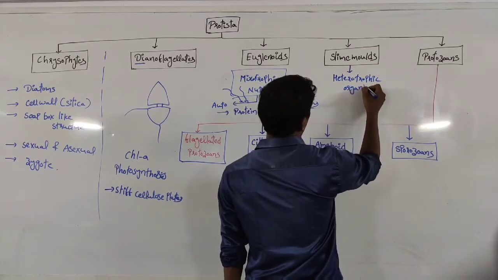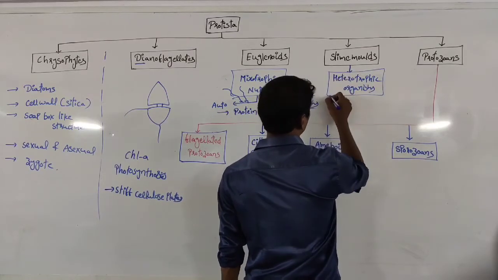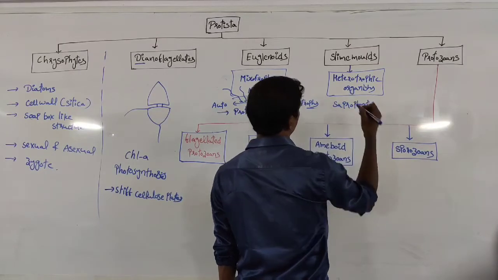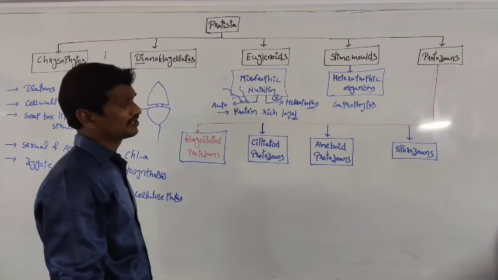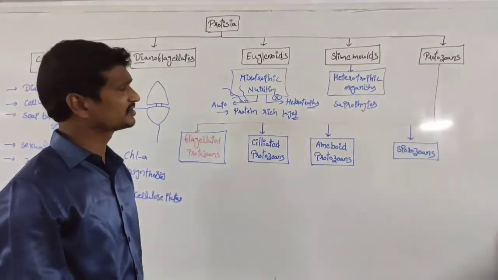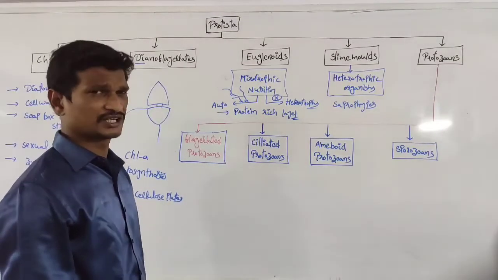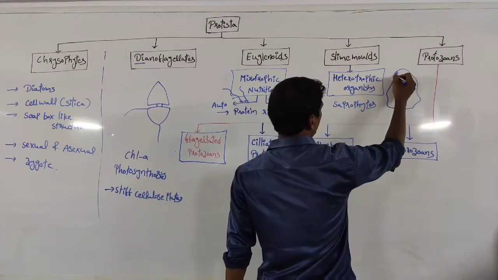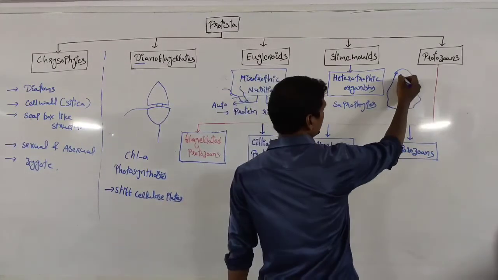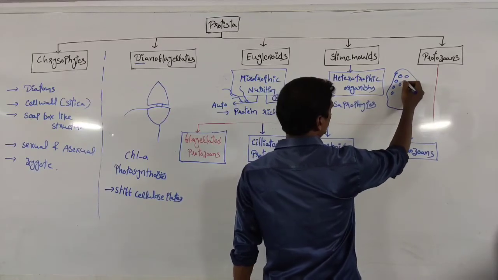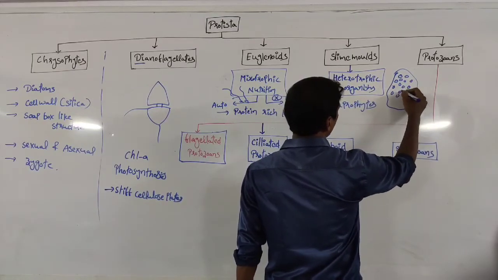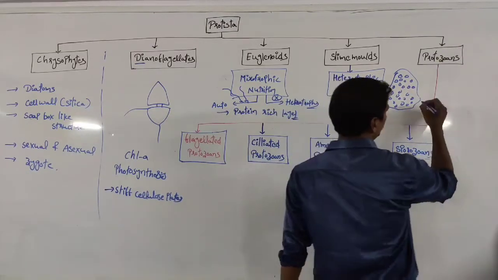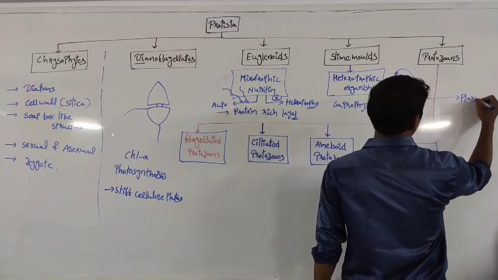These are heterotrophic organisms. And also remember, most of these are saprophytes. And the slime molds do not have a cell wall. When favorable conditions are there, they form aggregated structures. Within that aggregated structure, many nuclei are present. These structures are called plasmodium.